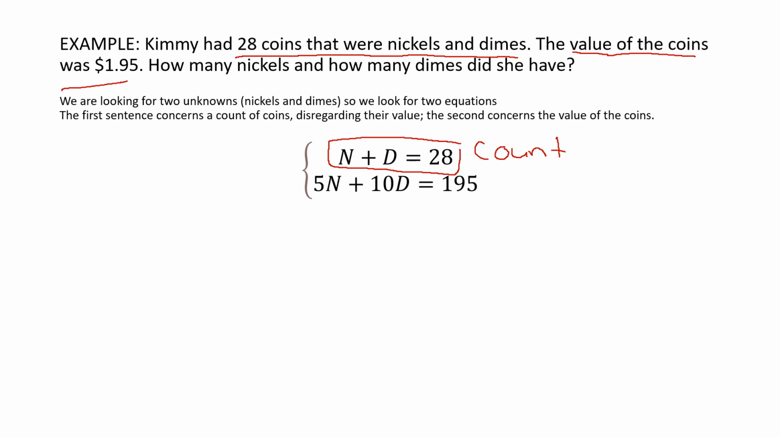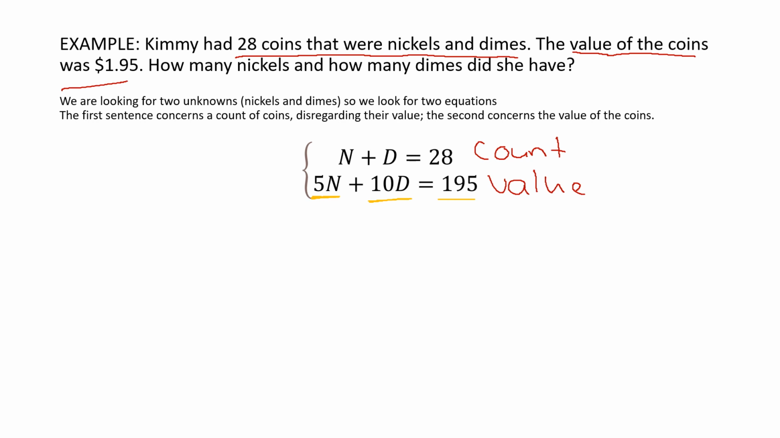Now I have a value equation, and a value equation has to include the value. Nickels are worth 5 cents, so it's 5N. Dimes are worth 10 cents, so it's 10D. And the total value is $1.95. Now, if I ignore that decimal, I can make it a whole number. There's this whole mathematical system where technically I have 0.05 nickels plus 0.10 dimes equals 1.95. Multiply everything by 100 to eliminate your decimals.